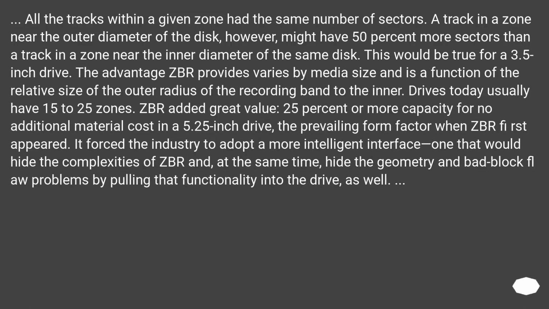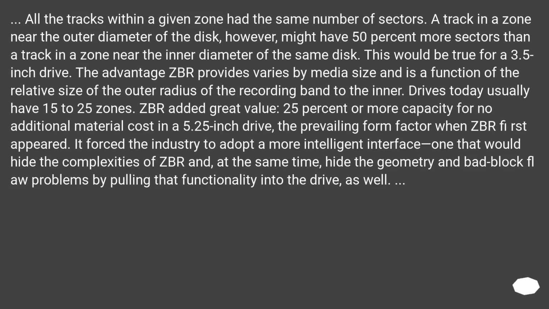All the tracks within a given zone have the same number of sectors. A track in a zone near the outer diameter of the disk, however, might have 50% more sectors than a track in a zone near the inner diameter of the same disk. This would be true for a 3.5-inch drive. The advantage ZBR provides varies by media size and is a function of the relative size of the outer radius of the recording band to the inner. Drives today usually have 15 to 25 zones.